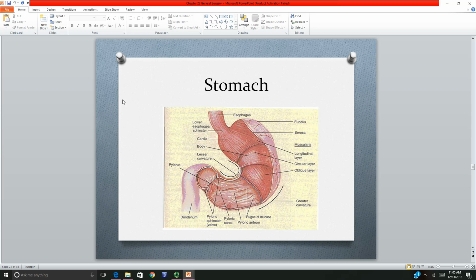The stomach is located right underneath the diaphragm in the upper left part of the abdomen. The stomach has three parts: the upper portion, which is called the fundus, the middle section, called the body, and the antrum, which is the distal portion.